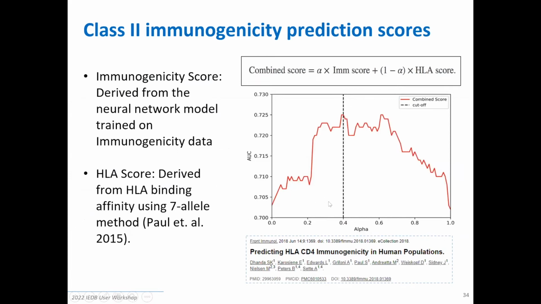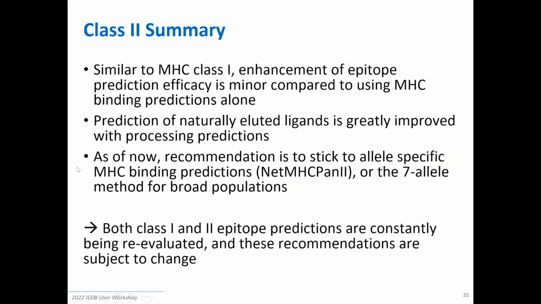So what you see here, we have a similar kind of alpha analysis, and it's actually quite minuscule improvements in this neural network. And the other thing with the neural network is you don't really know exactly what's happening. So it seems to be picking up some signal here, but we're not getting much better than the MHC binding prediction by itself. So summarizing class 2 very briefly, similar to class 1, we have an enhancement of epitope prediction efficacy that is relatively minor compared to the binding predictions alone.